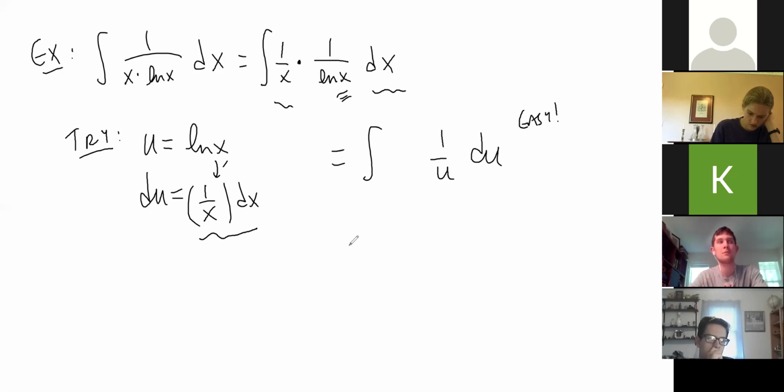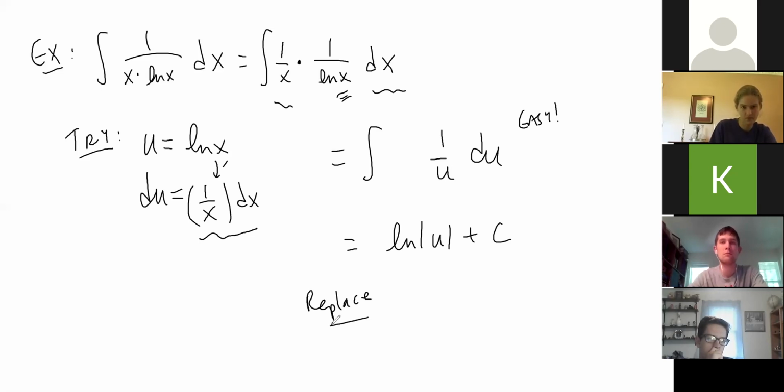Yay. So if I take the integral of 1 over u, I get the natural log of u plus c. I've already written that on the previous slide. Natural log of u plus c, and then I replace. And you're like, this is weird because it's the natural log, but if I replace u, that's also a natural log. And the answer is yeah, that's right. It's like the natural log of the natural log.